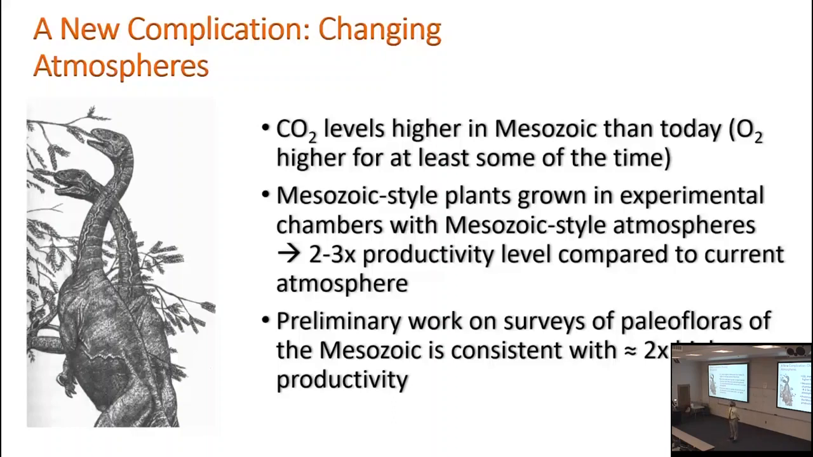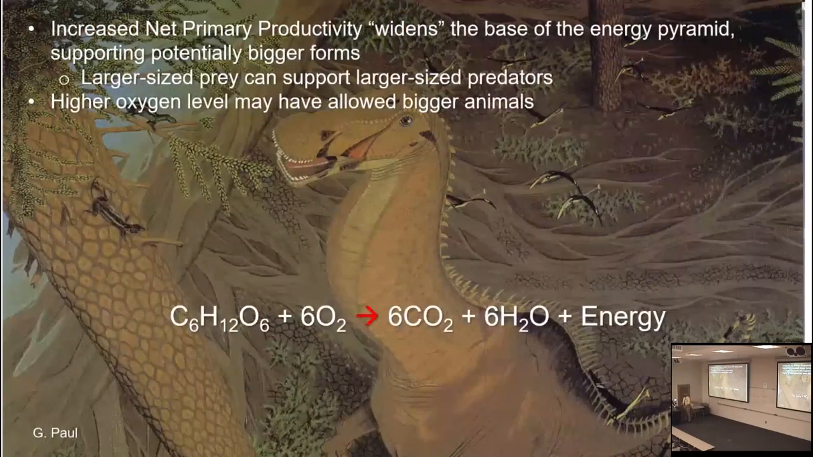And so it might be that a given area of Mesozoic forest was producing more units of energy per unit time than today. So, from a flip point of view, the modern world might be a bit starved compared to the Mesozoic. A bigger base of the food chain could support larger sized individuals. Now, an alternative is it just supports more individuals. But one thing it could do is support larger individuals. And so, yeah, increased net primary productivity, the output of the plants, widens the base of the energy pyramid. And larger sized prey could support larger sized predators.